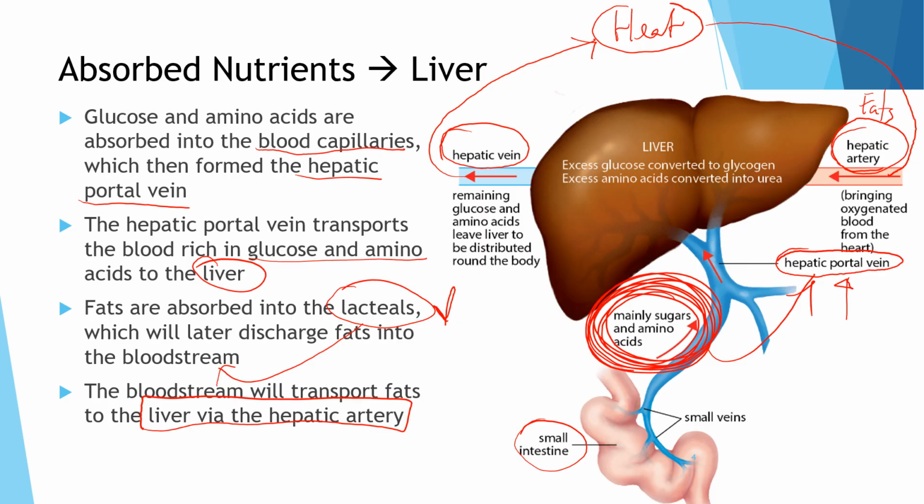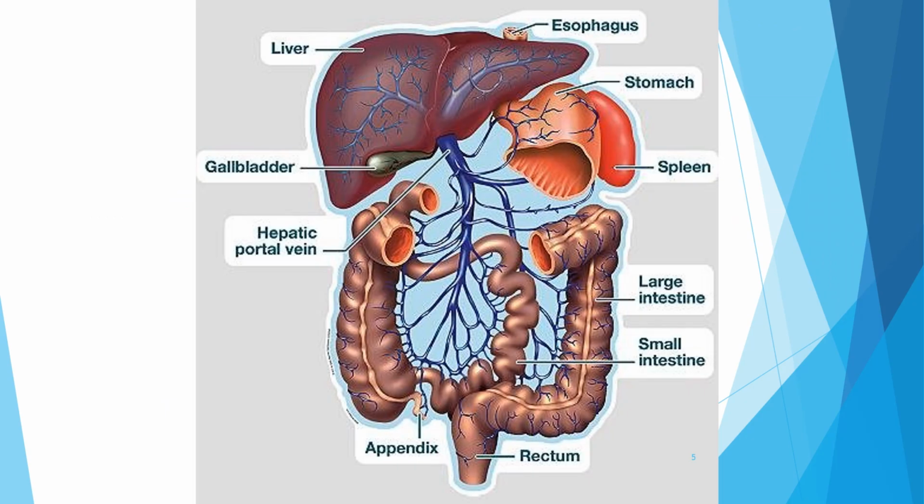They ultimately will all end up in the liver, yes, but the way that they are being transported to the liver is not the same. Okay, so if you can see over here in this picture, you can see the hepatic portal vein is not just connected to the small intestine, it is actually connected to the stomach as well. All right, and you can see the whole alimentary canal actually, whatever stuff that is being absorbed, whether it's water or whatever, is all being transported to the liver, and this is known as the hepatic portal vein.